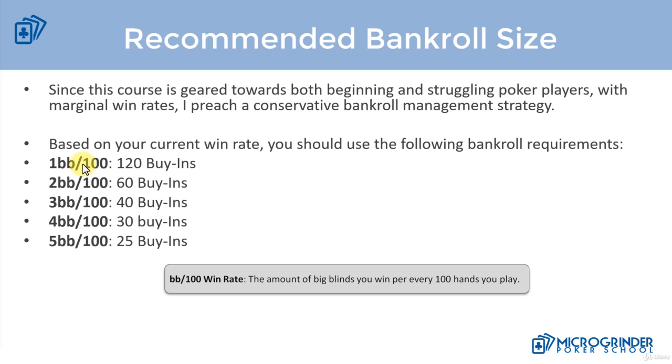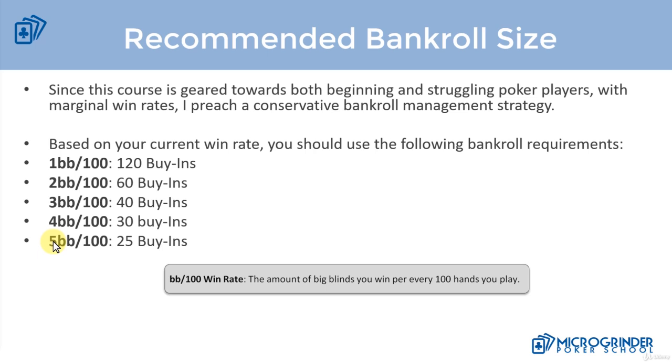Since this course is geared towards beginning and struggling poker players with marginal win rates, that's what I'm using here. So 1 big blind per 100 up to 5 big blind per 100. These are going to be what we would consider marginal win rates.